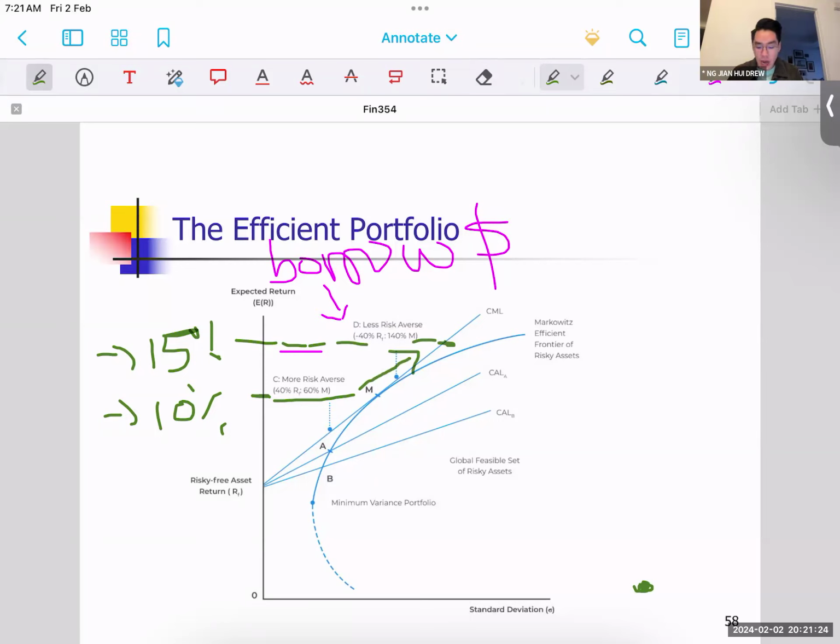Okay, so R is risk-free. M is the risky stock that you want to invest in. So you have a negative R. Negative R means you're borrowing money, negative percentage. And then you have M, which is the portfolio or the stock that you're going to reinvest it in. So that's why it's 140% of M. That's why we can achieve a return that is not part of your efficient frontier.